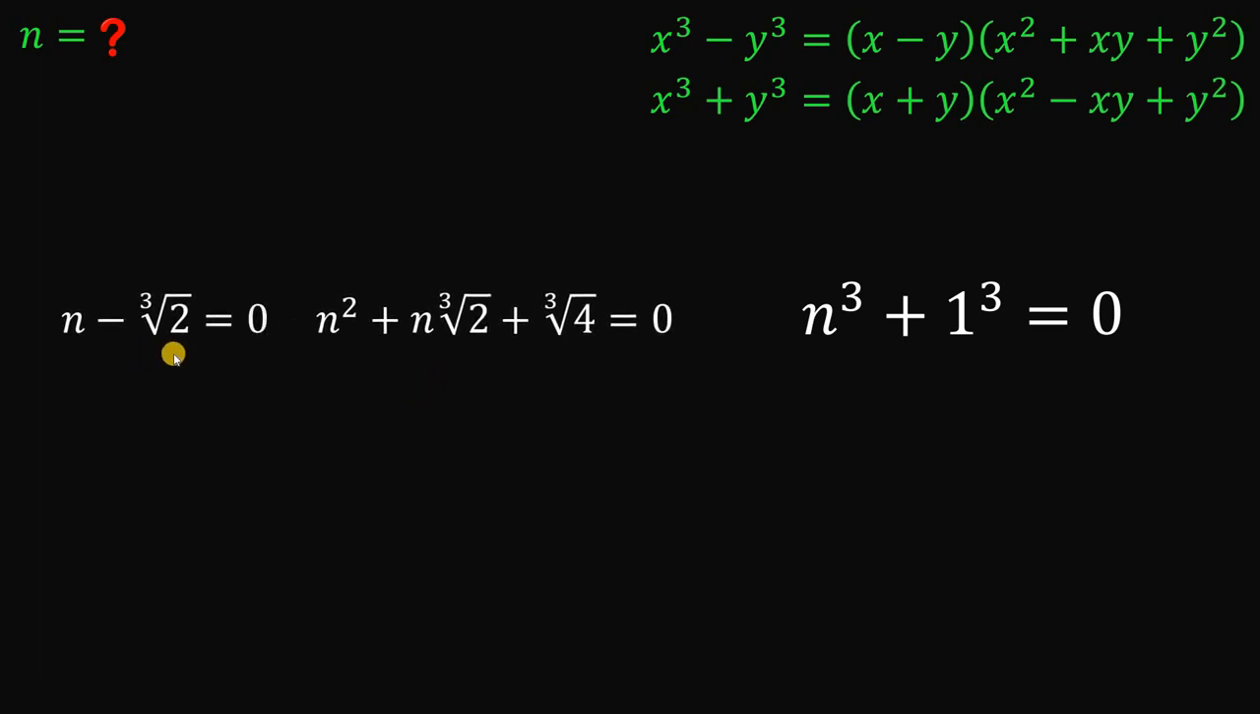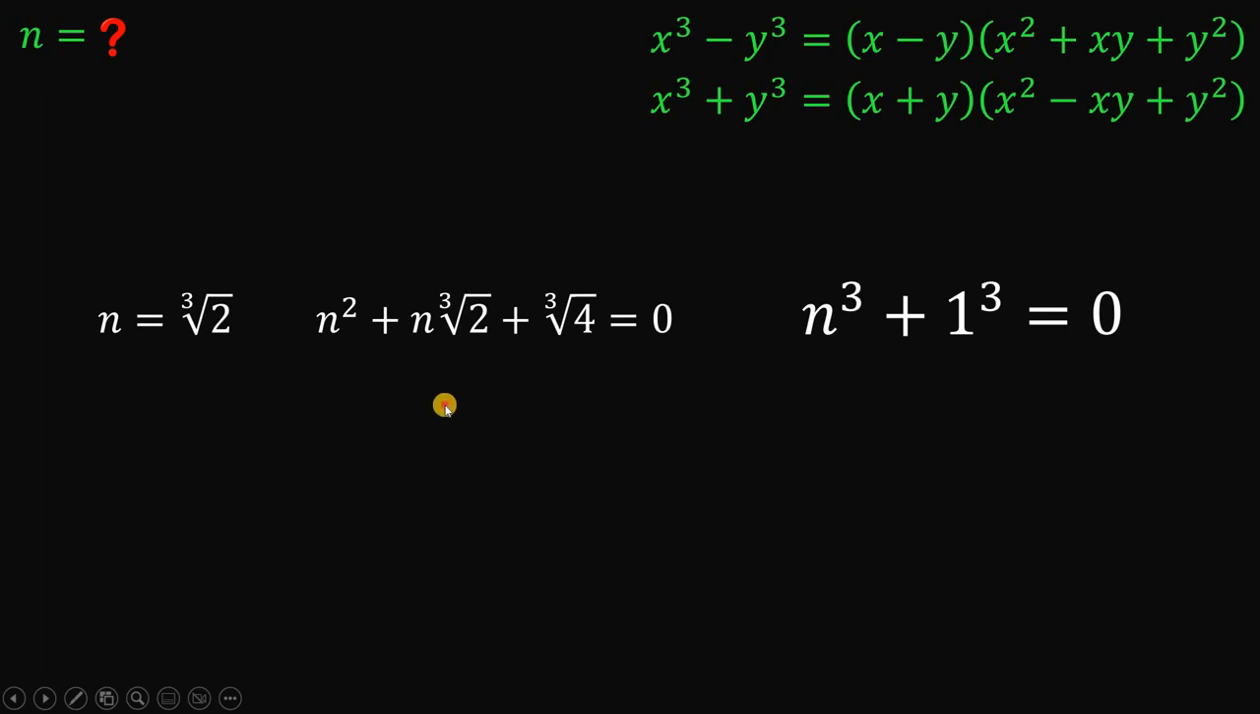So we can say that n minus cube root of 2 equals 0, or n squared plus n times cube root of 2 plus cube root of 4 equals 0. Now, on the first equation, we can definitely get the value of n. If we add cube root of 2 on both sides, we get that n equals cube root of 2. So we have the first value for n.